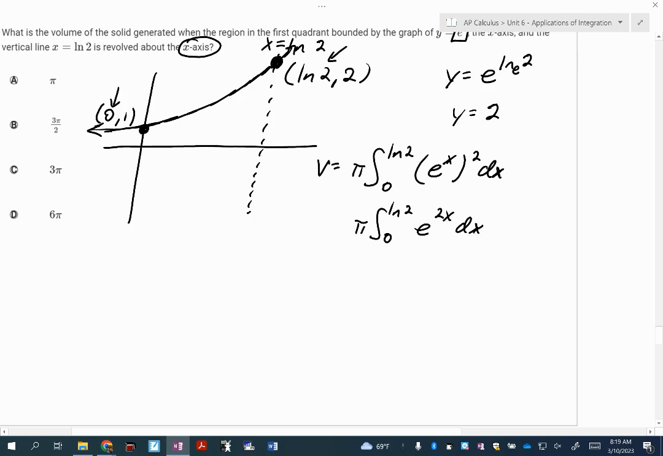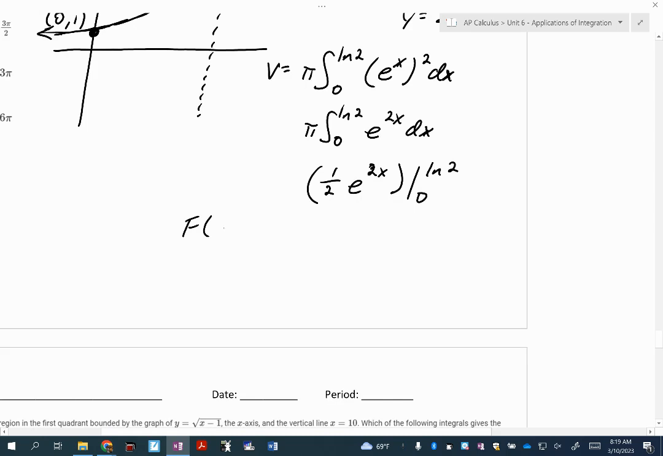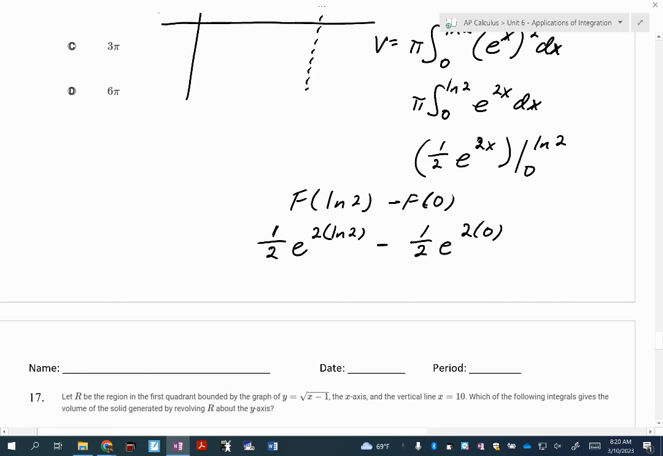We actually just did this one, where you copy it down. It just had the letter y. Put the 1/2 in front, evaluate it at 0 and the natural log of 2. So f of the natural log of 2 minus f of 0. And yes, we will multiply everything by pi. So 1/2 times e raised to 2 times the natural log of 2 power, minus 1/2 e raised to the 2 times 0 power.